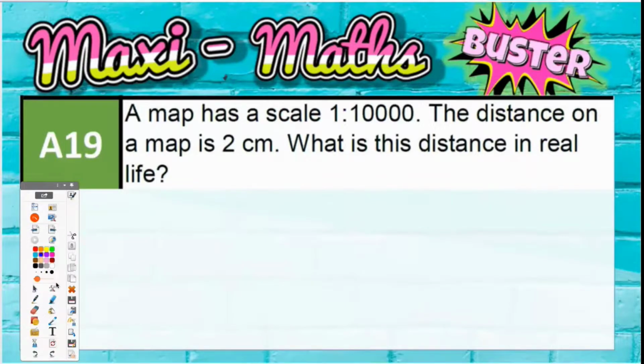Question 19. A map has a scale of 1 to 10,000. The distance on a map is 2 centimeters. What is this distance in real life? So what I always encourage people to do here is write the scale out.